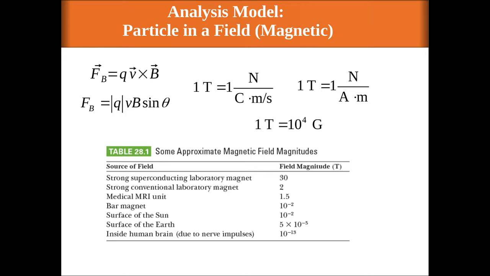And then this is the surface of the sun, 10 to the minus 2. The surface of the earth, this is weak, 10 to the minus 5. Wow, so the magnetic field on the sun is very strong. Inside your brain, due to nerve impulses, 10 to the minus 13.